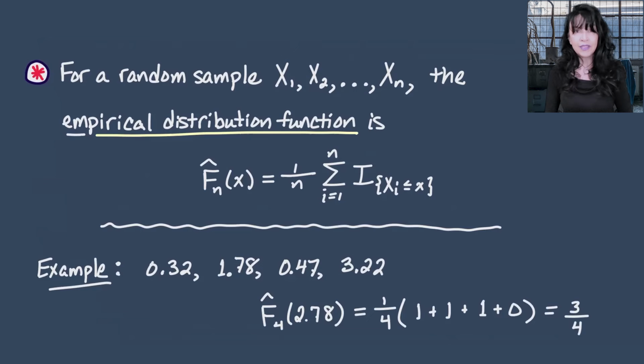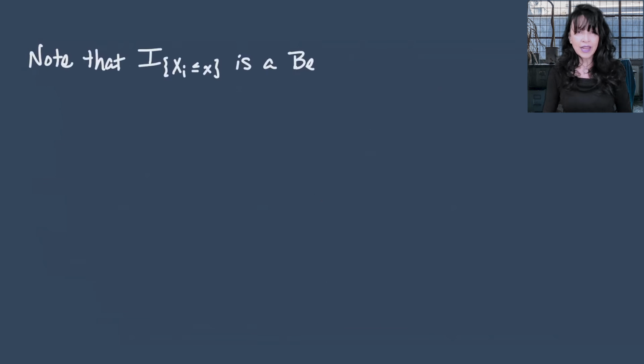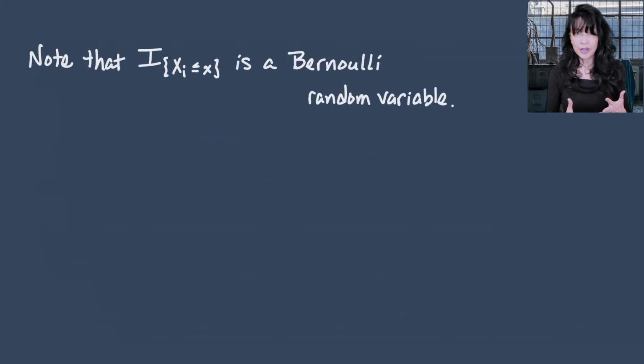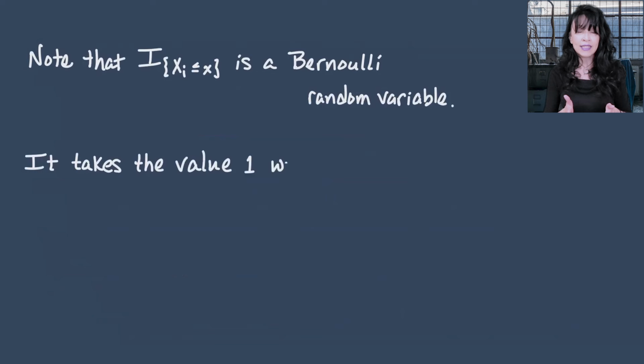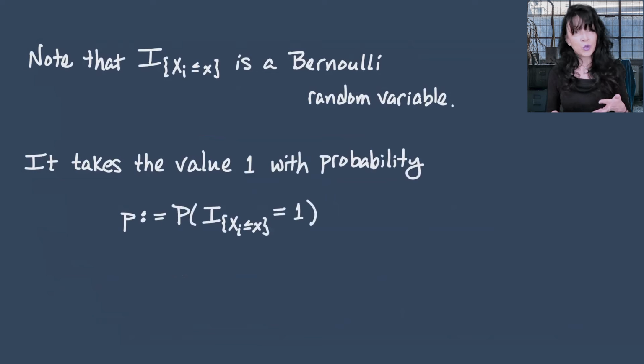So let's break it down. Let's look at these terms first. Note that the indicator that capital Xi is less than or equal to x is a random variable, right? Because until I've observed capital Xi, I don't know whether this is going to be 1 or 0. And in particular, note that it's a Bernoulli random variable because it does just take on the values 1 and 0. The Bernoulli random variable has a parameter, and it's usually denoted by a lowercase p. And p would be the probability that this Bernoulli random variable takes on the value 1. So the probability that this indicator is equal to 1. But this indicator is equal to 1 if and only if the event down here being indicated happens.